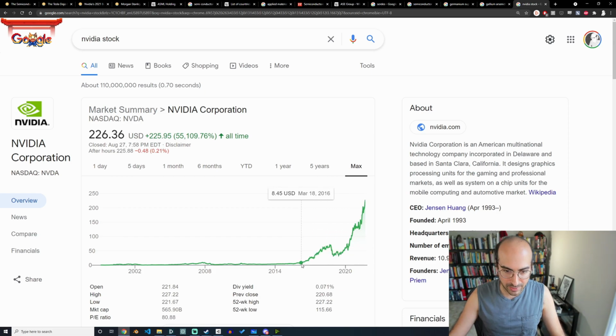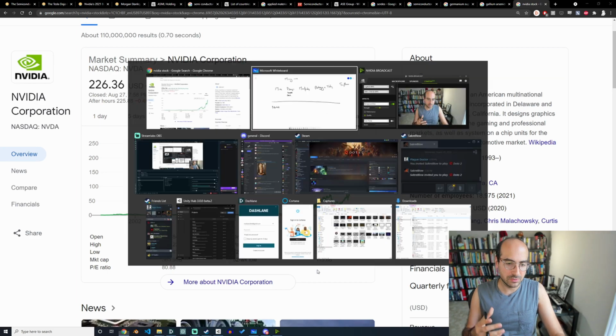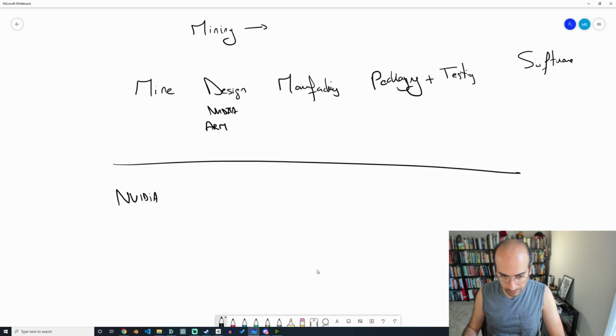So this is an exponential curve for a publicly traded company that was worth close to nothing until 2016, and then all of a sudden exploded in popularity. It did have a big boom and bust around 2018, so it did have a serious crash. But there were three things that sort of explain this growth, right? So one is deep learning, right?